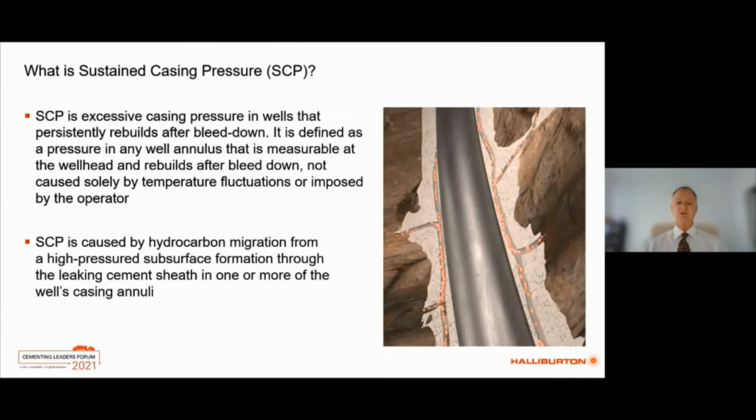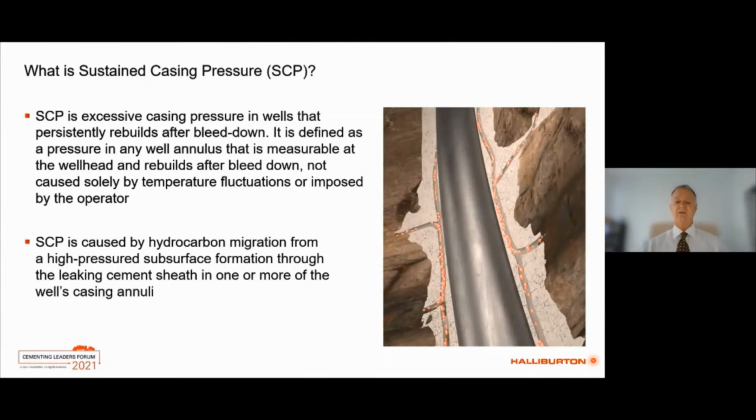Sustained casing pressure is caused by hydrocarbon migration from a high-pressured subsurface formation through a leaking cement sheath in one or more of the well's casing annuli. Gas leakage, leading to sustained casing pressure, may occur through the pore cement bond between the casing and the formation, the packer, and or the casing itself.